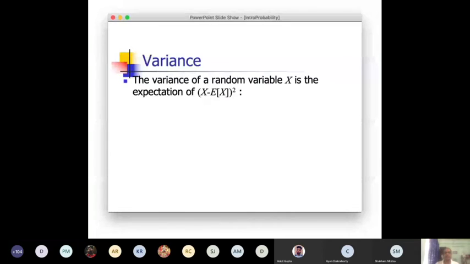There is another concept, another parameter or property of a distribution, that is often used, that is called variance.